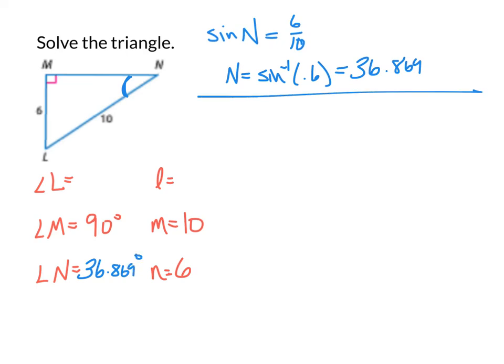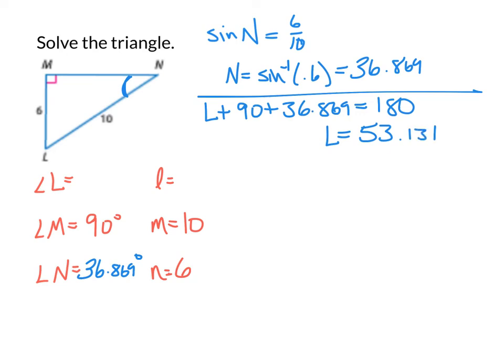To find the measure of angle L, we realize that angle L plus angle M plus angle N have to add up to be 180 degrees. So we subtract all of that off, and L should equal 53.131 degrees. And the last thing we have to calculate then is the length of side L.